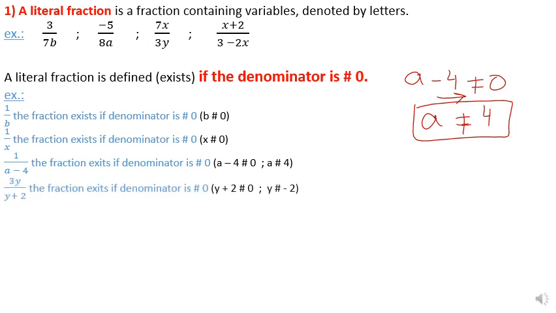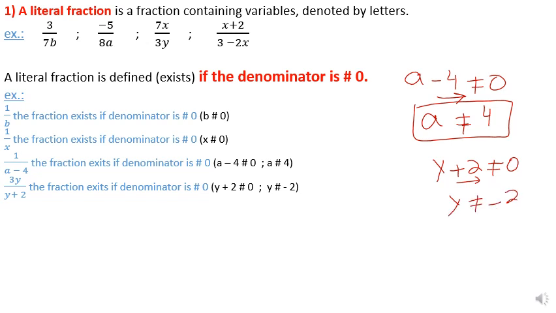Let us continue. 3y over y plus 2. Also y plus 2, I have to take it different than 0. Y plus 2 different than 0. You take the plus 2 to the other side, so it becomes y different than minus 2. So y could be any number except minus 2.